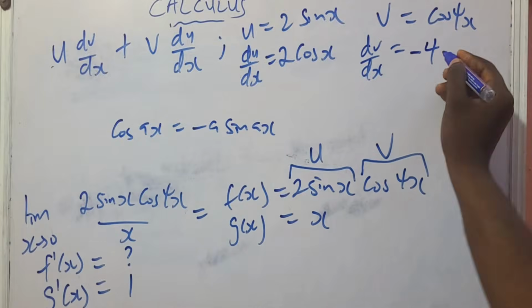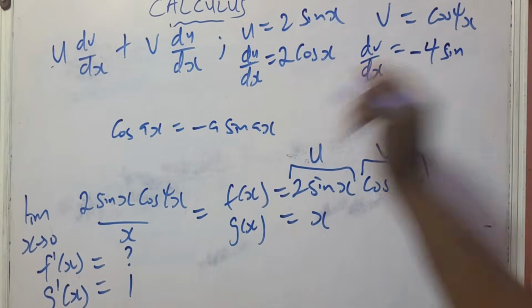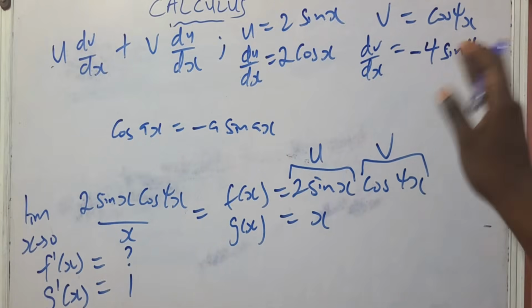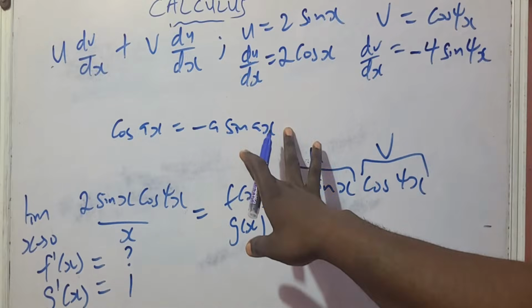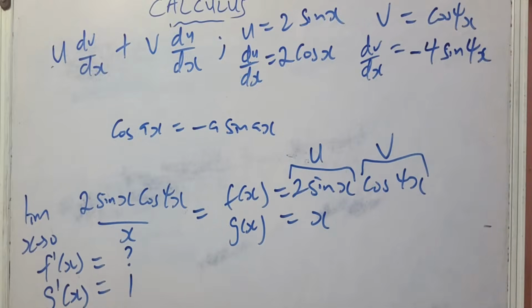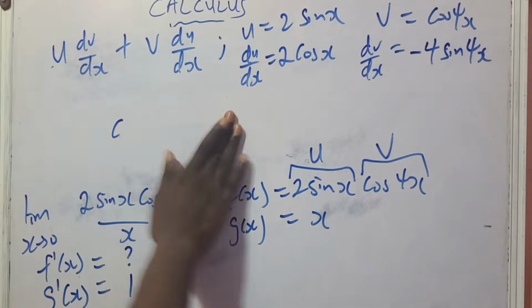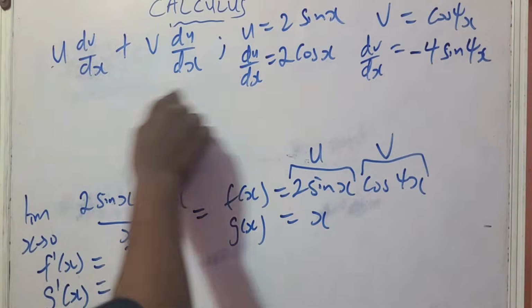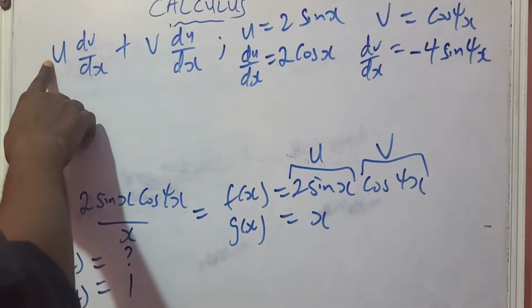Minus 4 sine 4x. So this is not something anybody is manipulating. It's just an identity. You just need to know it. All right. Good. Now, we have gotten our u and v and the u over the x and the v over the x. So what I want to do next is to fill all this into this product rule. And what do we do now?